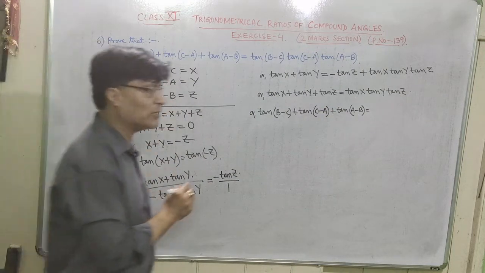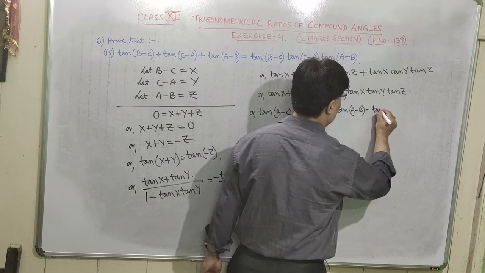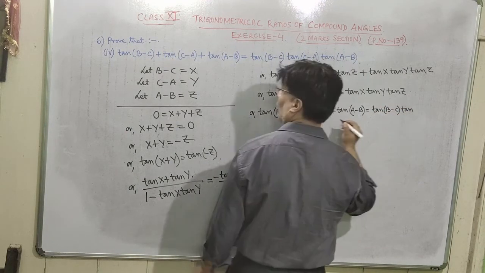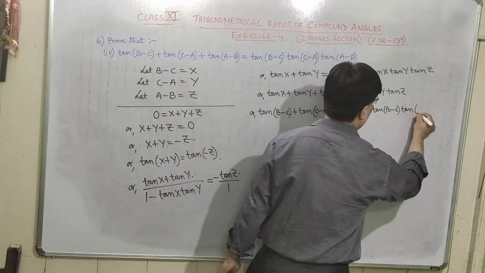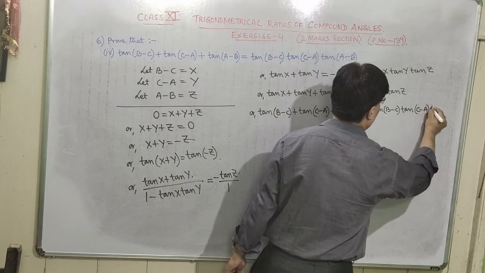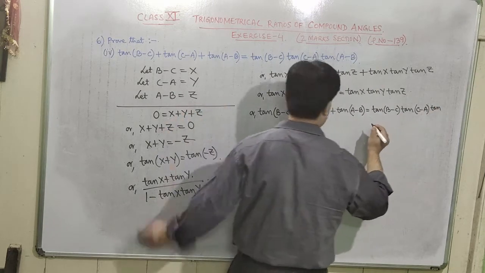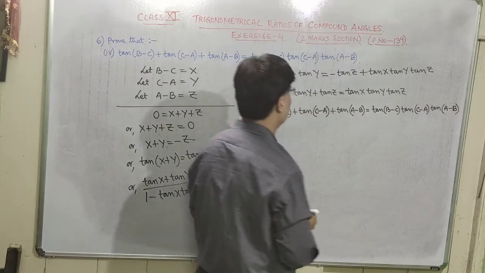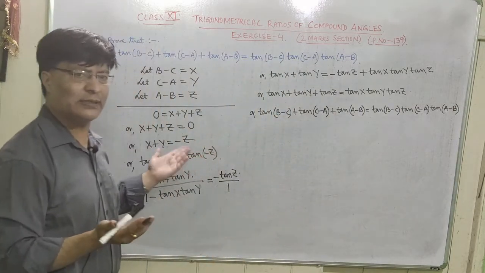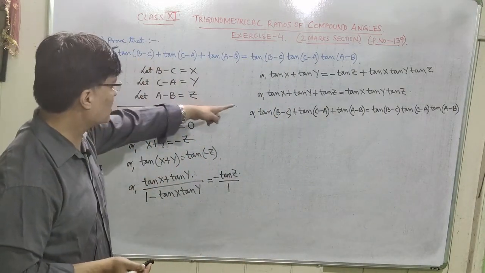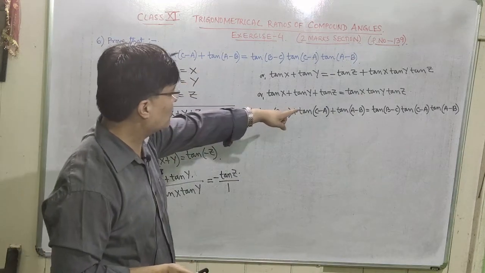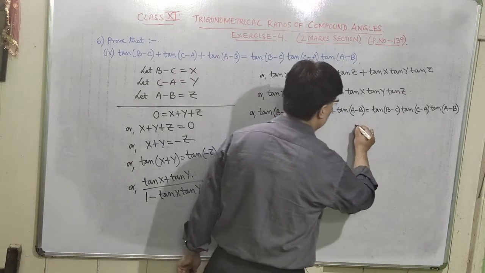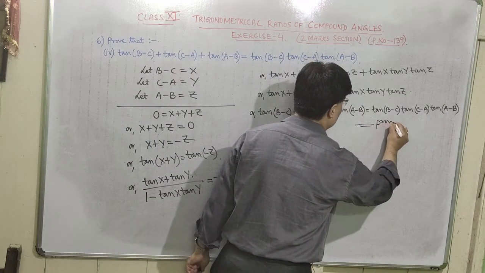What is X here? B minus C. So it is tan of B minus C. Tan of, what is Y? C minus A. Then tan of, what is Z? It is A minus B. So it is tan of A minus B. So it is done. It is proved, isn't it? Tan of B minus C plus tan of C minus A plus tan of A minus B is equal to tan of B minus C, tan of C minus A, tan of A minus B. So it is done, proved. So we have proved it.